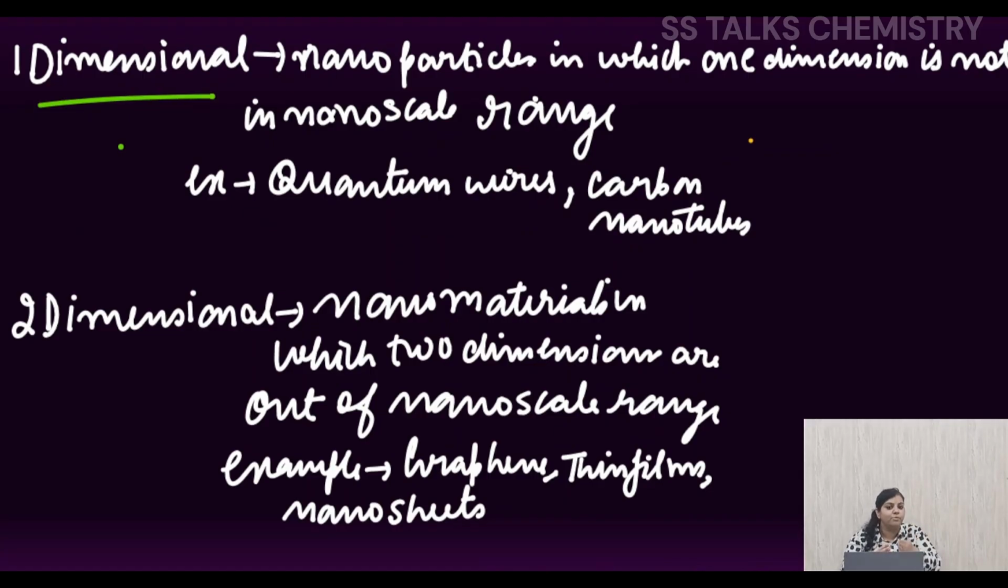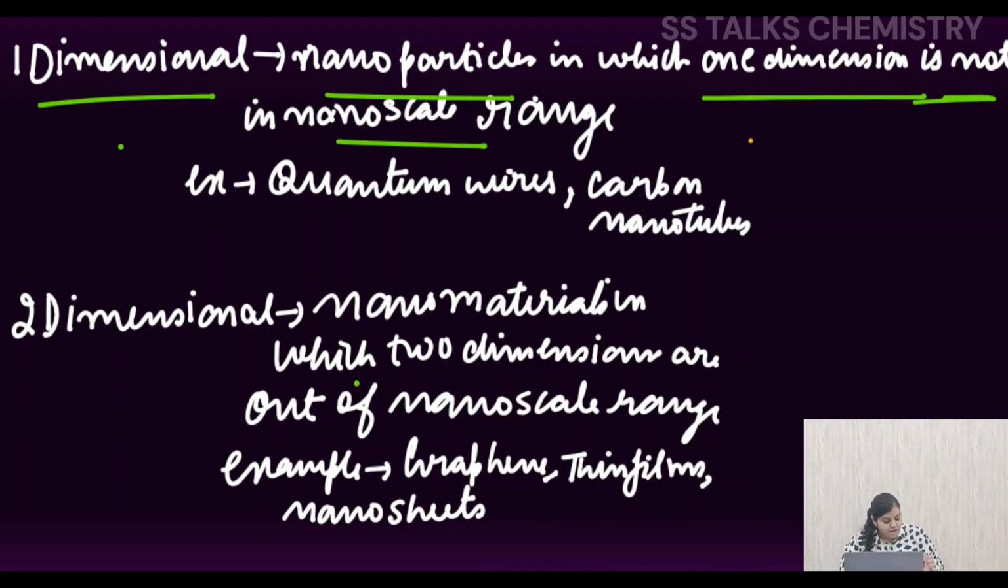Okay, now moving on to the next dimension, that is one dimension. So start excluding one of the dimensions from here. In the 0 dimension, all three were lying in the nanoscale region. In the 1-dimensional, one is not lying in the nanoscale region, but two are lying in the nanoscale region. Let's try to remove one of them as we move from 0 to 1 dimensional. So the nanomaterials in which 1 dimension is not in the nanoscale range are called 1-dimensional nanoparticles. 0-dimensional, all three; 1-dimensional, one is not lying and two are lying in the nanoscale region.